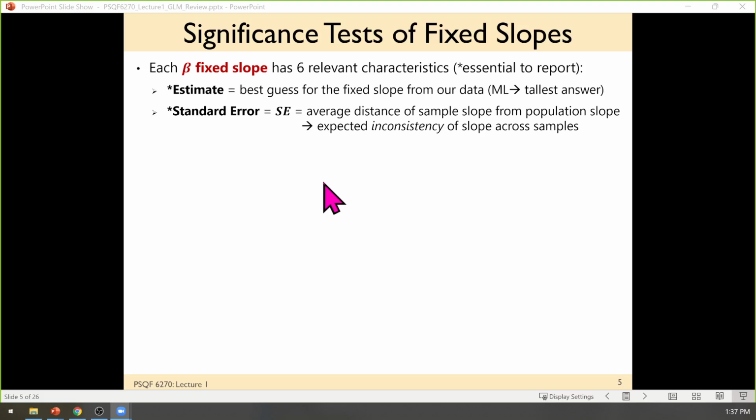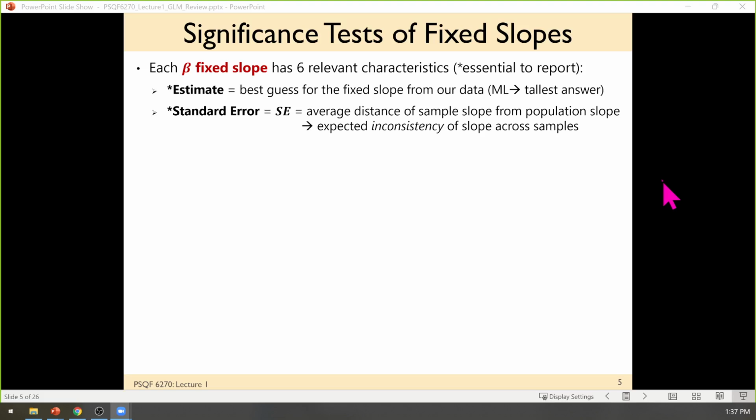Okay. In terms of what your output would give you for each of these slopes, there are two things that are the most important, because everything else comes from those. So you want to know what is your estimate, what is the best guess for that intercept or that slope from your data. We'll talk about slopes here, since those are the ones we would typically care about significance tests for. And we have a standard error.